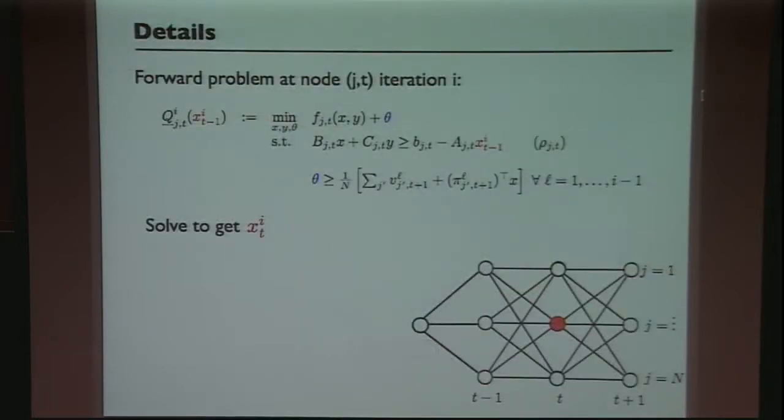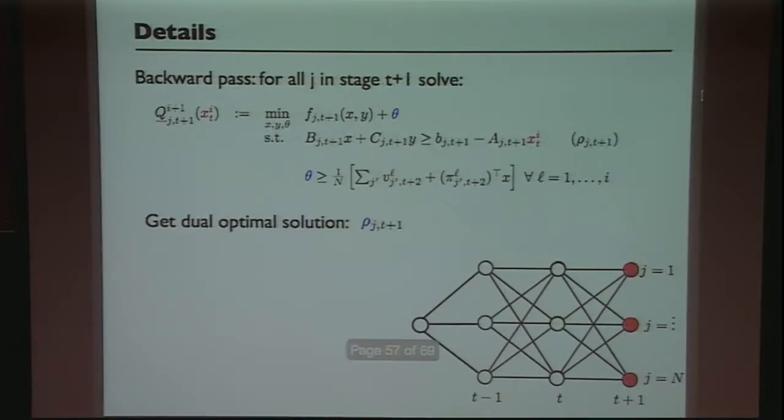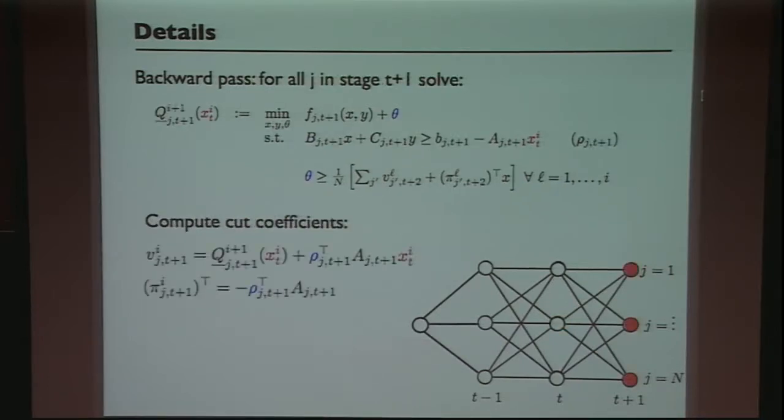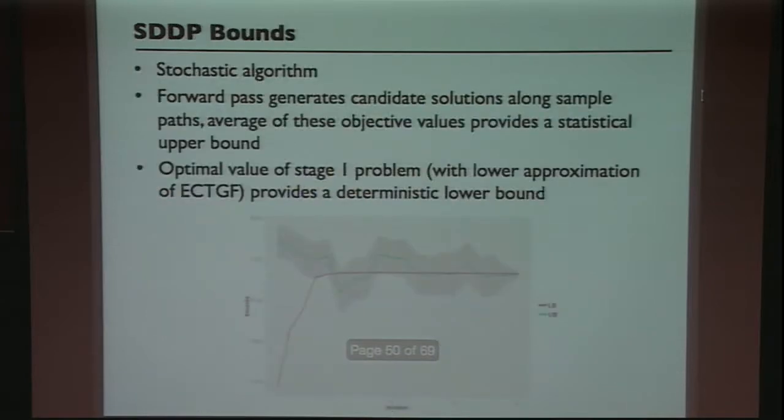Okay, so let's see how much time we have. I'm going to skip the details here because there is too much notation going on. I just derived the cuts here, which I will not go through. Okay, so this is a stochastic algorithm. The problem is a deterministic one, but it is a stochastic algorithm. Why? Because in the forward pass we are sampling.